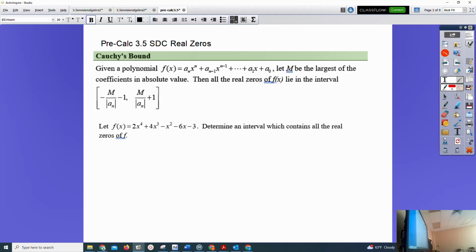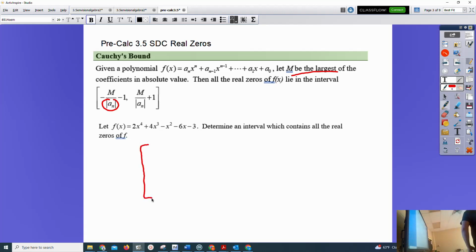And of course the notation's horrible here, but you've got an interval here. M is the largest coefficient you can find. A sub n is going to be the first term. And the left bound would be take away 1, the right bound is add 1. And it's not actually a hard theorem.